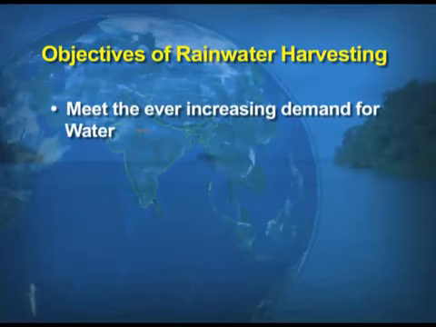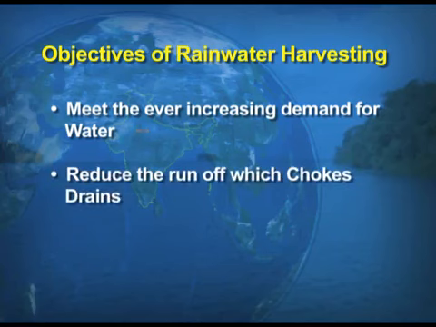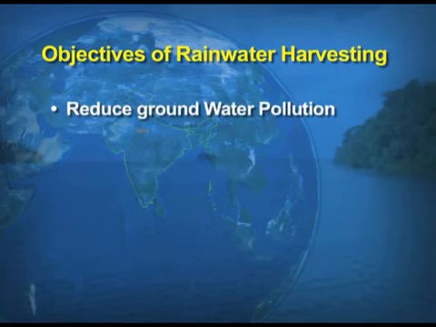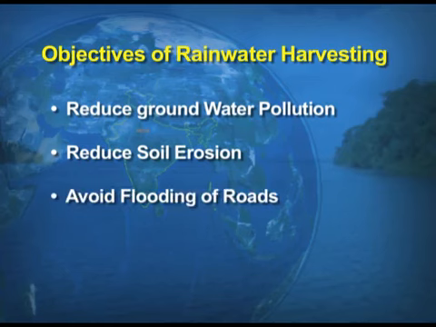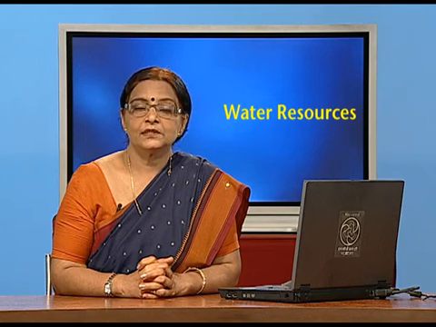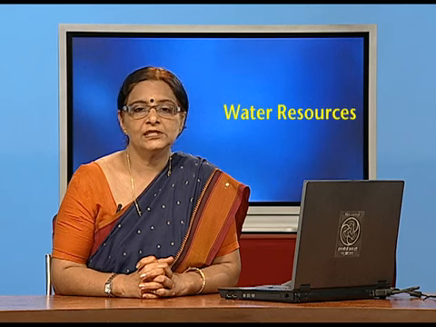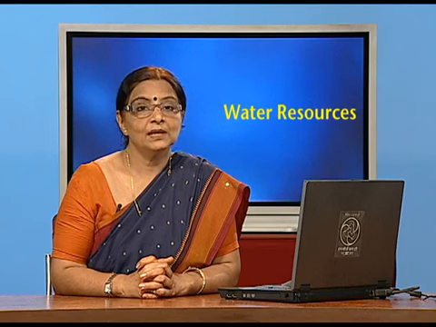Now, we talk about the various objectives of rainwater harvesting: to meet the ever increasing demand of water, reduce the runoff which chokes the drains, store groundwater to help raise the water table, reduce the groundwater pollution, reduce the soil erosion, and avoid the flooding of the roads. Besides all these objectives, rainwater harvesting is surely going to supplement the domestic water requirements during the summer drought season.